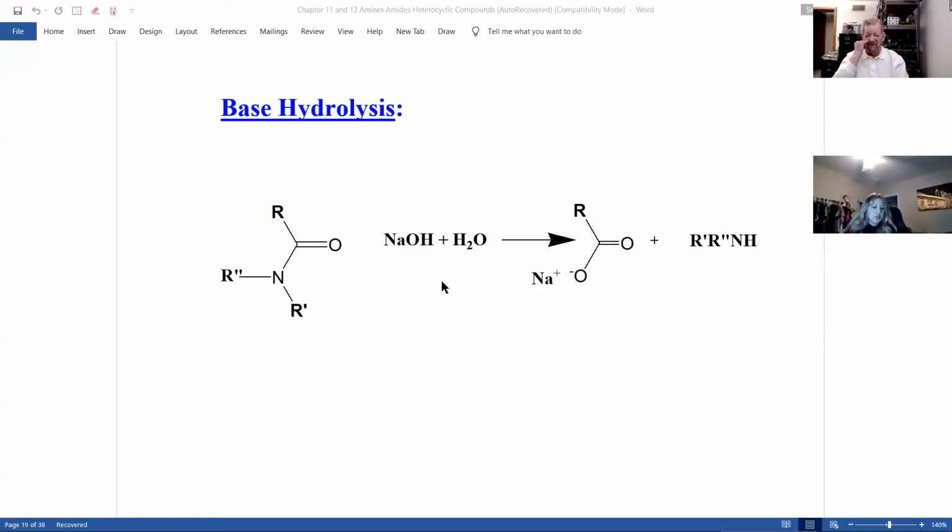Now, there's another reaction of amides, and that's called base hydrolysis. This is where you take an amide, and the base I'll stick to for this class, because it's the most common base, is sodium hydroxide and water. What you get is not the carboxylic acid you would have used to make that amide, because that carboxylic acid is an acid in the presence of base, and the fastest reaction is an acid-base reaction. You get the carboxylate anion of the carboxylic acid you would have used to make that amide, but you also get the amine you would have used to make that amide. Amines aren't going to react with base because they're a base.